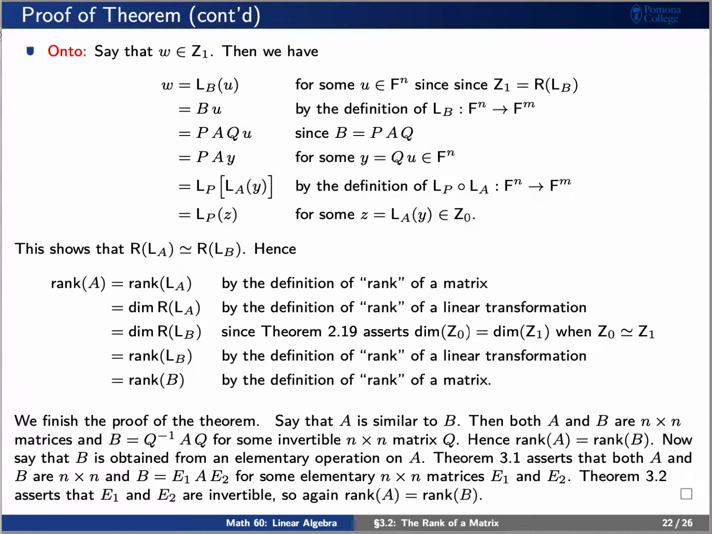Finally, let's say that B is obtained from A by some elementary operation. Well, then this means that either B is obtained from A by an elementary row operation or by an elementary column operation. In either case, we can write B as E1 times A times E2 for some elementary matrices E1 and E2. But we also know that E1 and E2 are invertible, so using the previous proposition with P equals E1 and Q equals E2, we again see that the rank of A is equal to the rank of B.